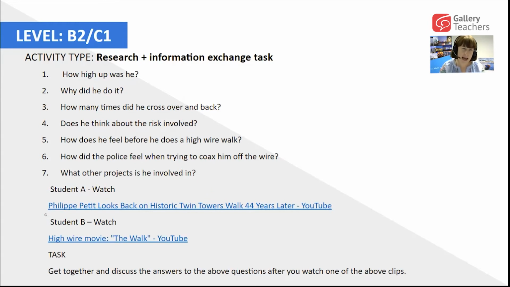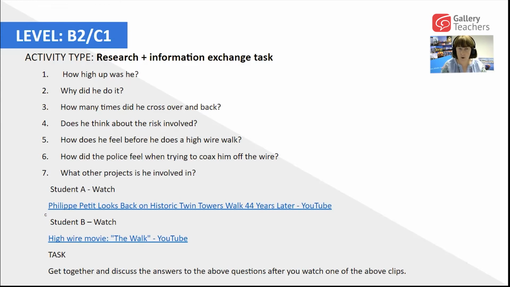So for example, I asked, how high up was he? And both of these video clips mentioned that. Why did he do it? What was his motivation? How many times did he cross over and back? Does he think, when he continues to do these high wire walks, about the risk involved? How does he feel before this? How did the police feel when they were trying to coax him off the wire? And what other projects is he involved in?